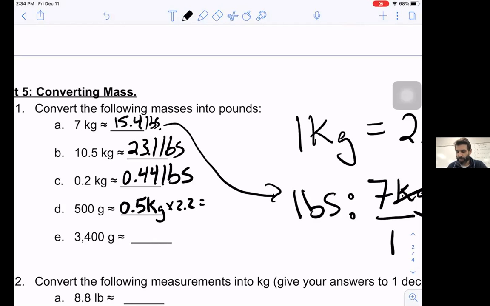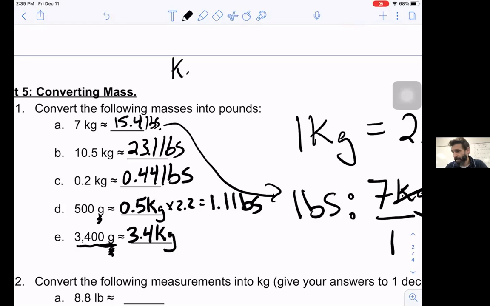0.5 times 2.2. You can do that in your head, right? 1.1 pounds. 3,400 grams. This is important. Remember those grams. This is 3.4 kilograms, right? Because let me do this up here.